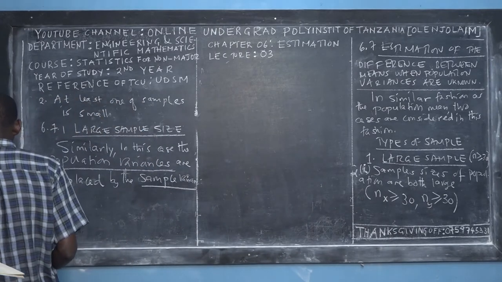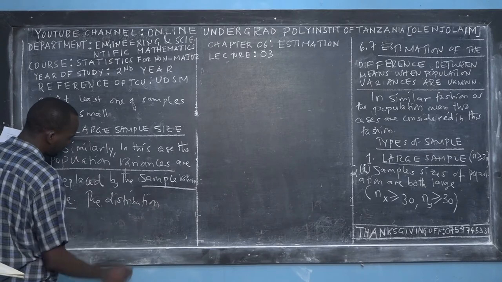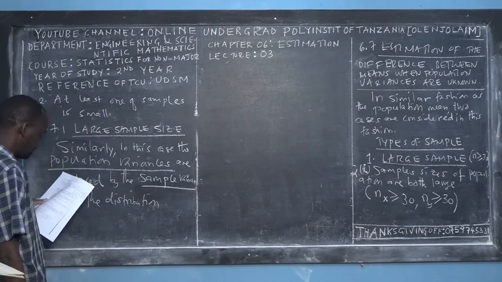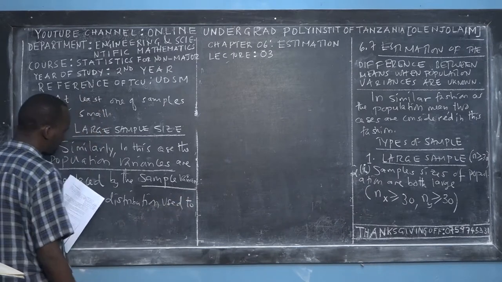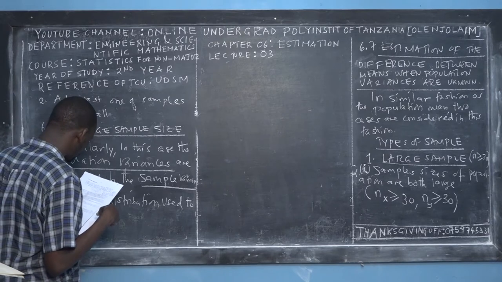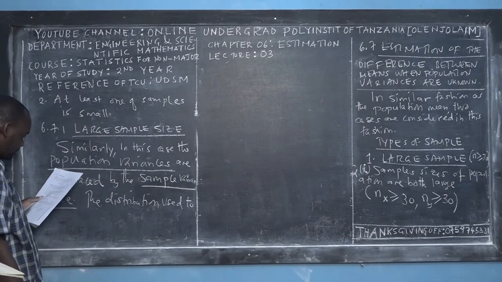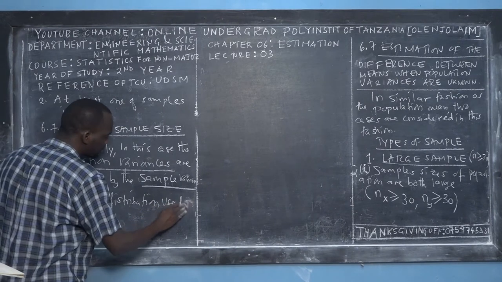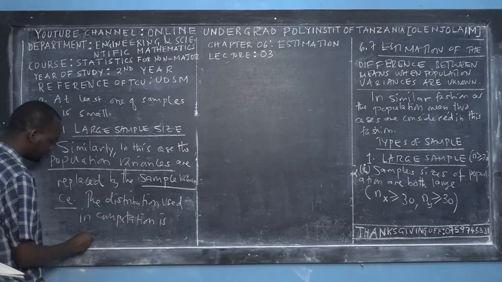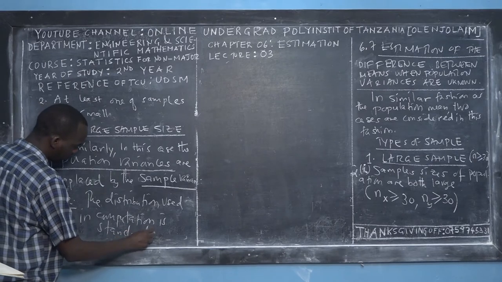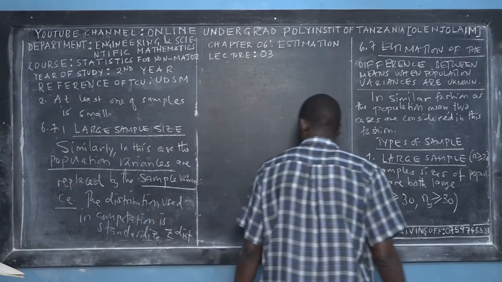And then we say that also the distribution Z is used. So the distribution used in computation, right, is what? Is standardized. Basically the fundamentals. So that's the point where we'll be extracting more concern about that concept.